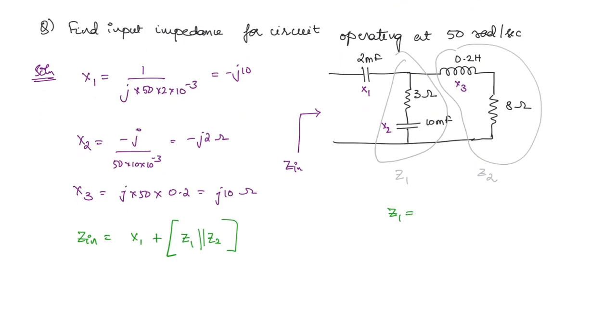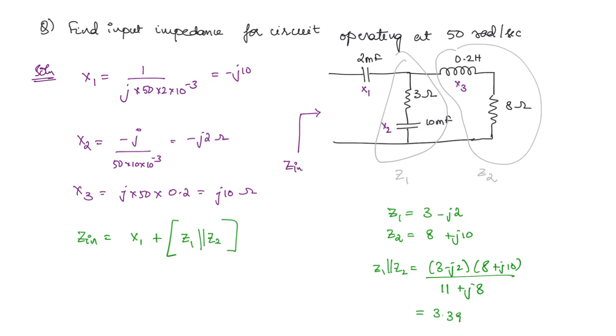So what will be Z1? This is equal to 3 plus X2. X2 is minus J2. What is Z2? This is equal to 8 plus J10, right? 8 plus X3, which is J10. So now what will be Z1 parallel to Z2? Z1 into Z2 divided by Z1 plus Z2. Z1 plus Z2 you can write directly. This is going to be 11 plus J8. Okay. Now here it is easier if you keep the magnitude form. The final answer you are going to get 3.39 angle minus 18.37 degrees.